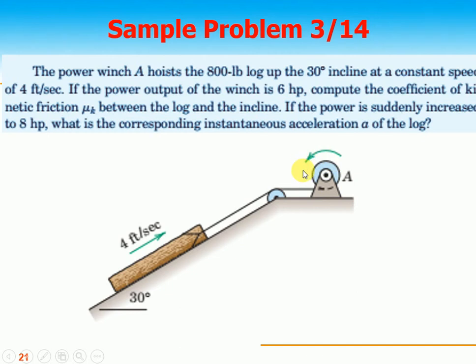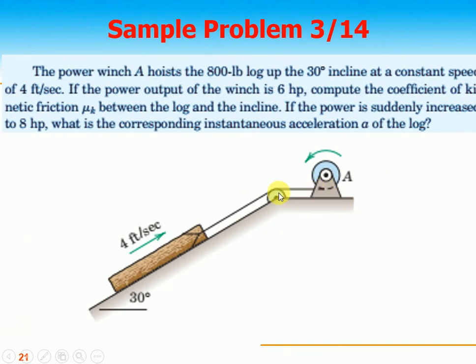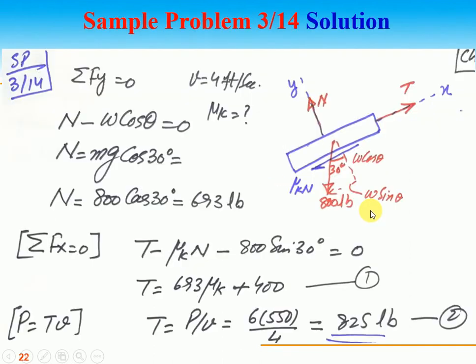The log is moving in the anti-clockwise direction. So we have a free body diagram. The weight is in the downward direction, with cos component and sine component, the normal reaction, and the tension in the rope, which is applied by the motor. There is no motion along the direction perpendicular to the incline. The initial velocity is 4 feet per second, and mu k is unknown. N minus w cos theta is equal to 0, since there is no motion in that direction. So N is equal to mg cos 30, and we get 693 pounds. Now the summation of Fx is equal to 0.